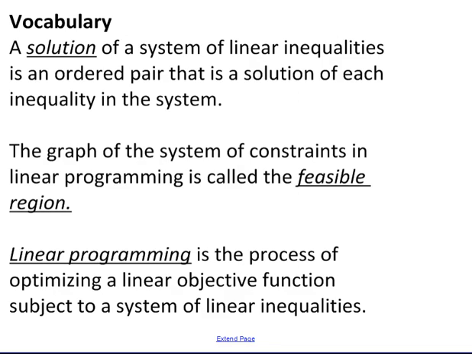Some vocabulary, something that you would not have heard before. A solution of a system of linear inequalities is an ordered pair that is a solution of each inequality in the system. Actually, we talked about that one before. But feasible region, you would not have heard of before. The graph of the system of constraints in linear programming is called the feasible region. Linear programming is the process of optimizing a linear objective function subject to a system of linear inequalities, and those linear inequalities are called constraints.